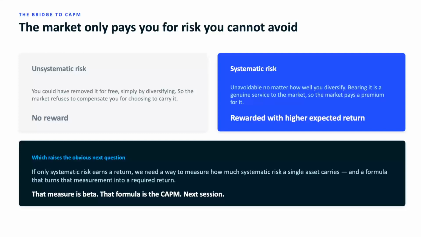That measure is called beta. That formula is the CAPM, the capital asset pricing model, and that is exactly where we pick up next session.